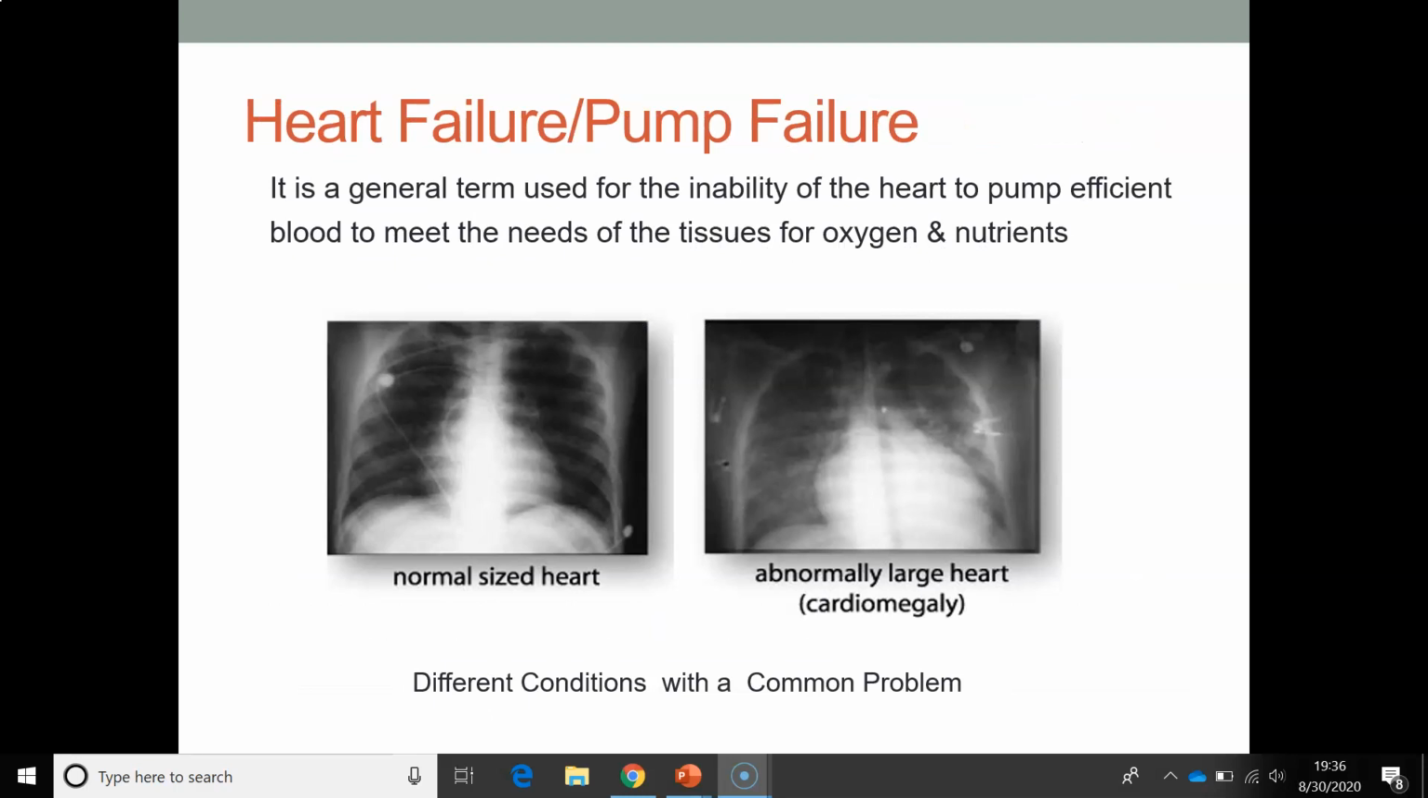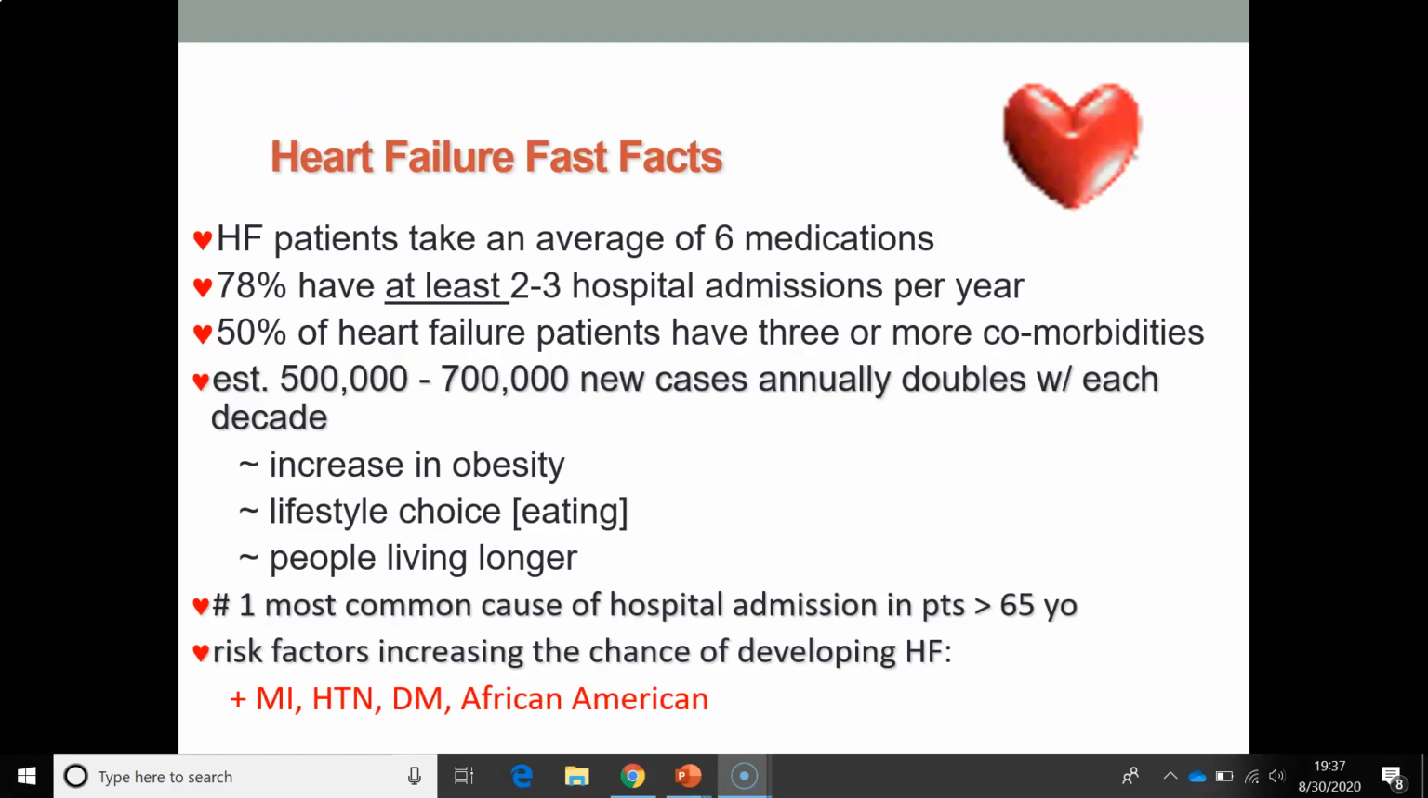Heart failure, or pump failure, is a general term used for the inability of the heart to pump efficient blood to meet the needs of tissue and nutrients. And a lot of times these patients do not have normal sized hearts. They do have cardiomegaly. And that's because, especially that left ventricle has been stretched. So it doesn't have good contractility, lowering their ejection fraction. I hope that makes sense.